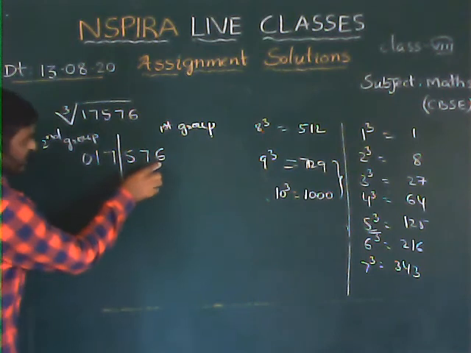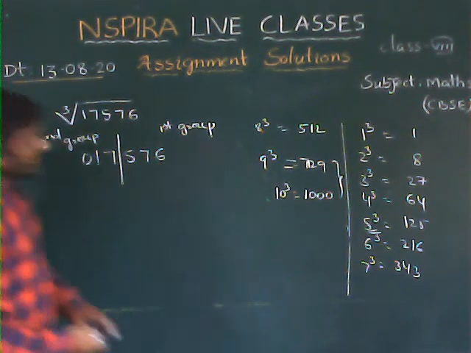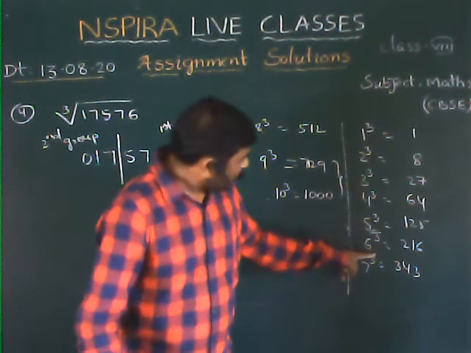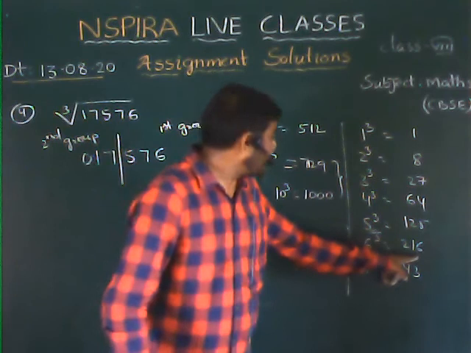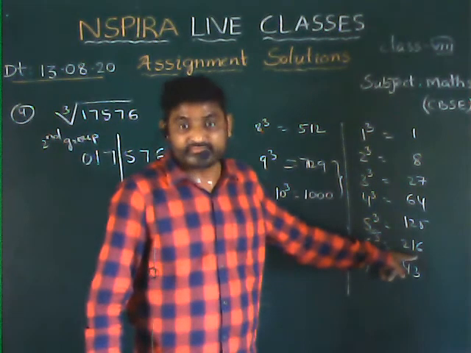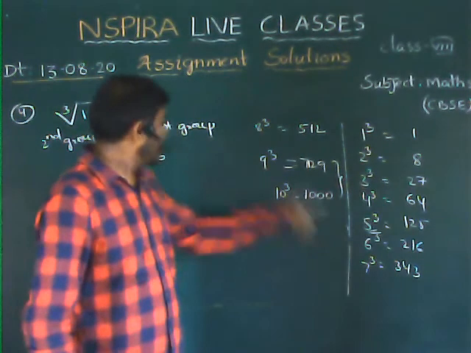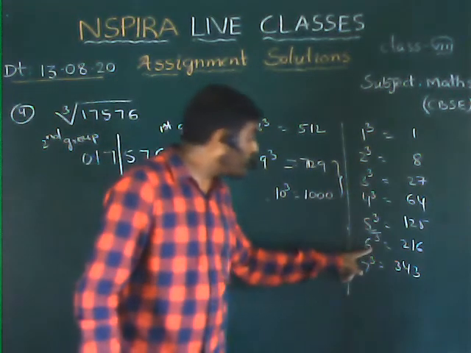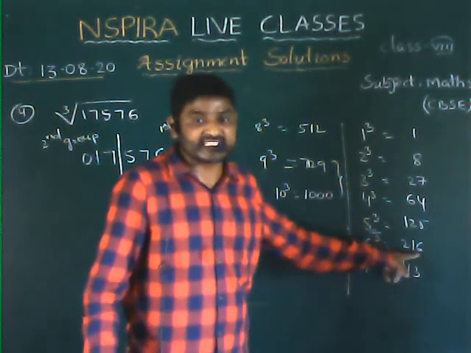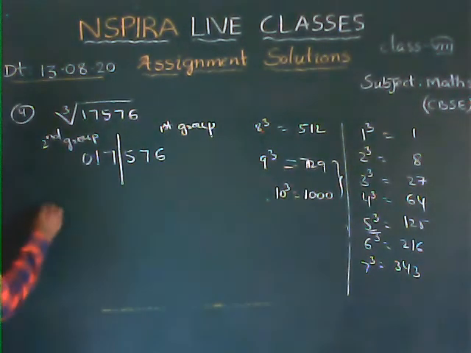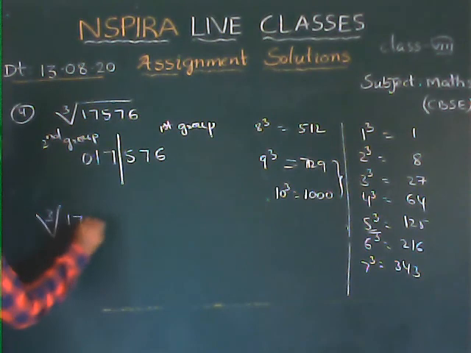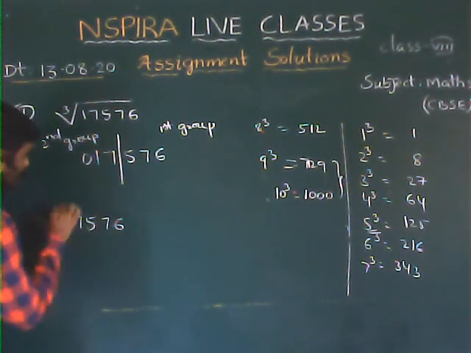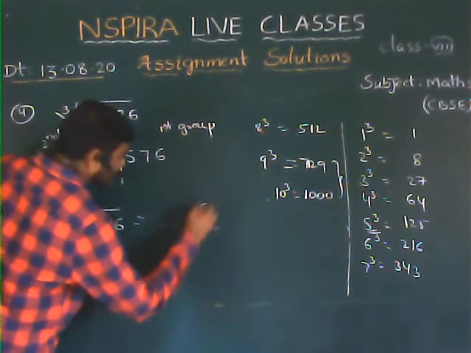Now the digit in units place is 6. Here clearly, when we cube 6 we get only 216. There is no other digit whose cube has 6 in the units place. So when you cube 6, it is only 216. So the cube root of 17576, the digit in units place is 6.